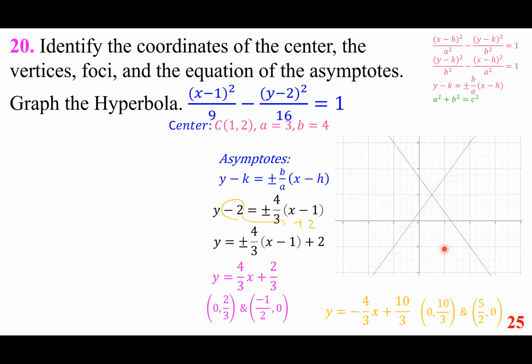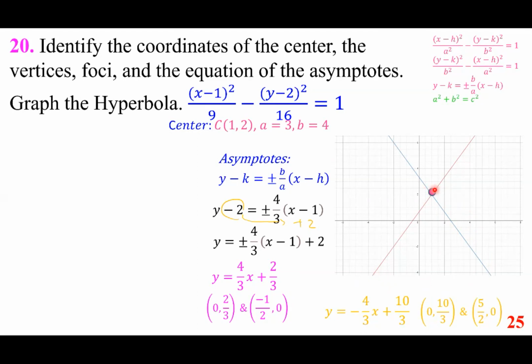10/3 is like 3 and 1/3. That's why you see it's between 3 and 4. 5/2 is about 2.5. This is not to scale, but it's close enough. And so those are the two asymptotes.